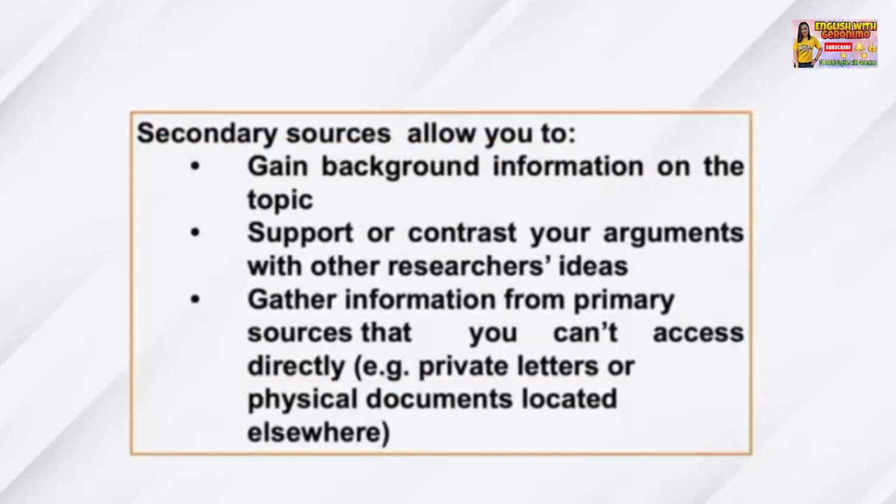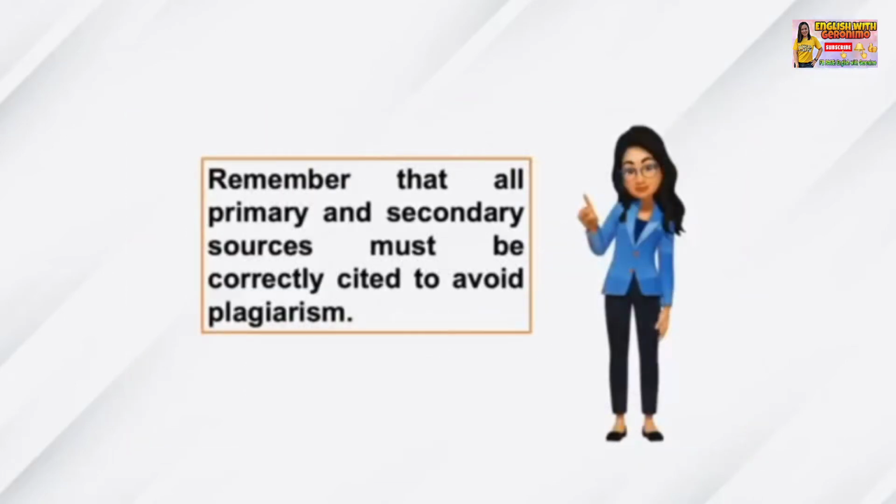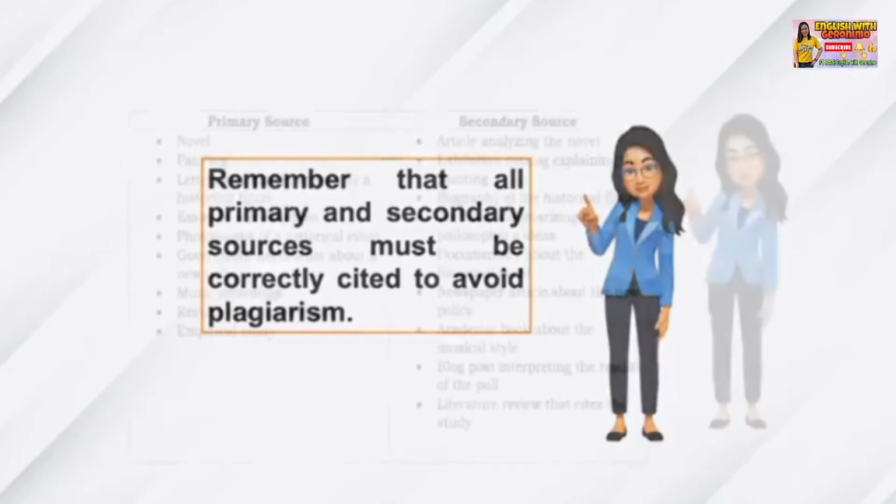Secondary sources allow you to gain background information on the topic, support or contrast your arguments with other researchers' ideas, and gather information from primary sources that you can't access directly. For example, private letters or physical documents located elsewhere. Remember that all primary and secondary sources must be correctly cited to avoid plagiarism.